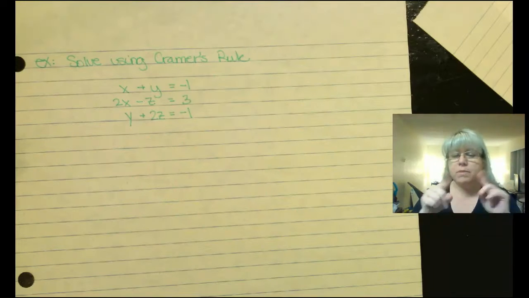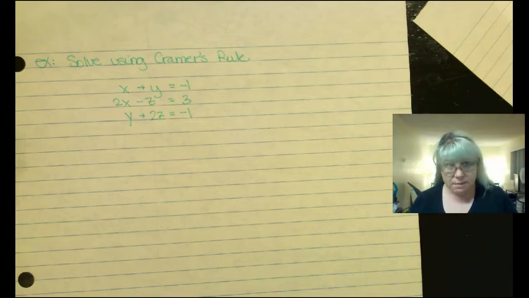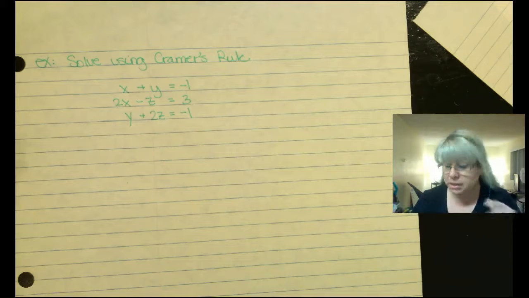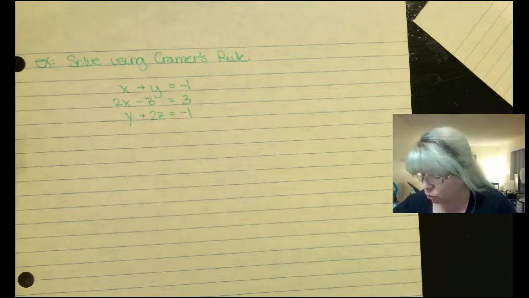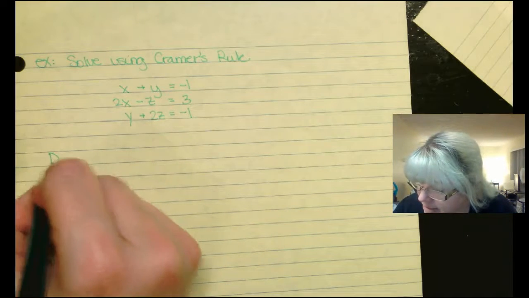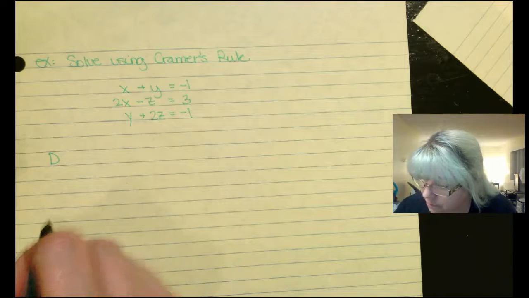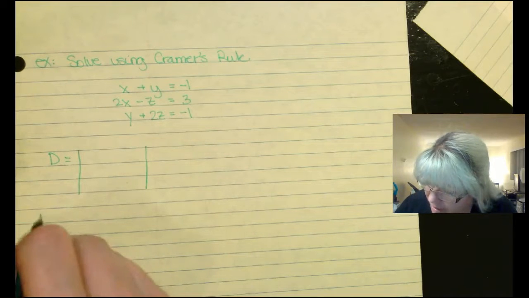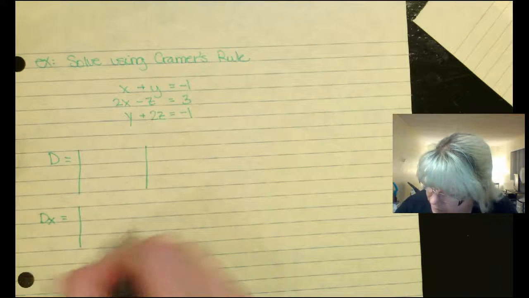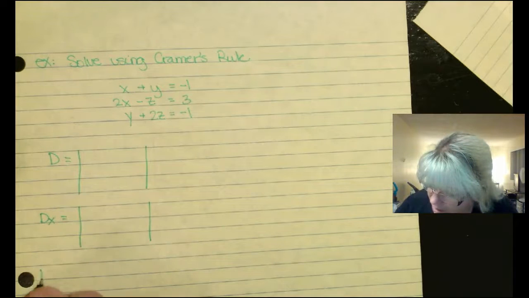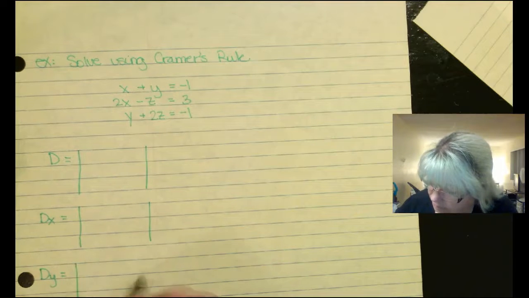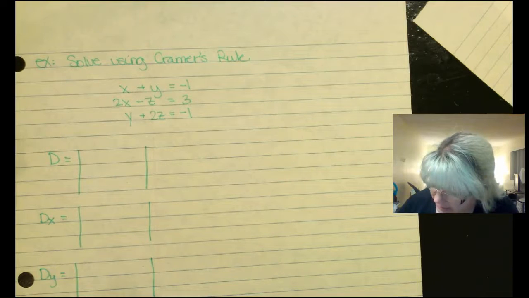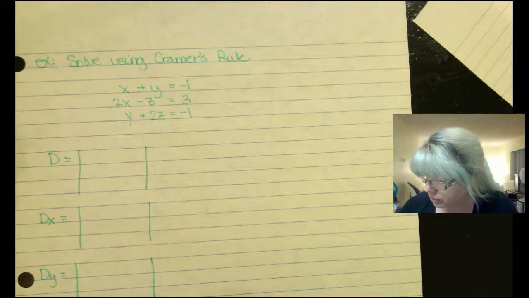Oh, but before I go, one more thing. Sometimes your system doesn't look quite complete. So I just want to write down what d, dx, dy, and dz would be here. I'll let you solve it on your own.